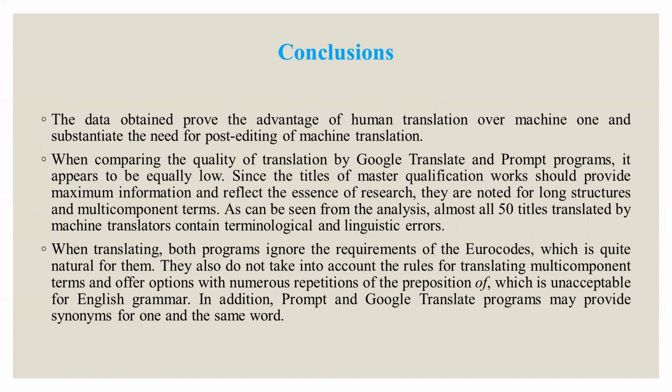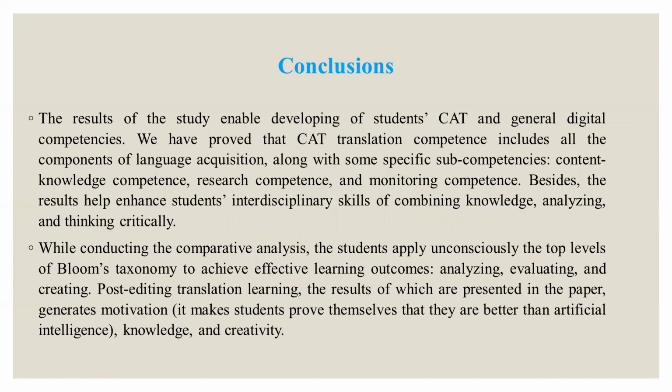It can be seen from the analysis, almost all 50 titles translated by machine translators contain terminological and linguistic errors. When translating, both programs ignore the requirements of the Eurocodes, which is quite natural for them. They also don't take into account the rules for translating multi-component terms and offer options with numerous repetitions of the preposition of, which is unacceptable for English grammar. In addition, prompt and Google Translate programs may provide synonyms for one and the same word.